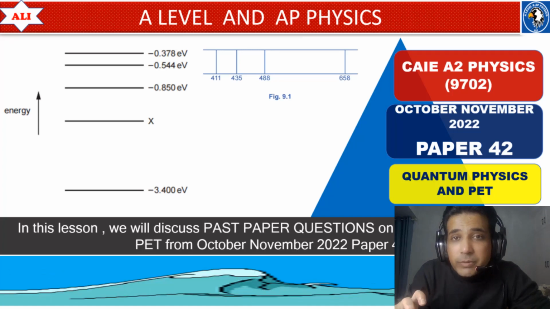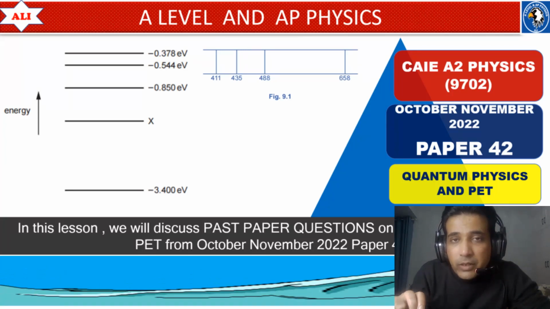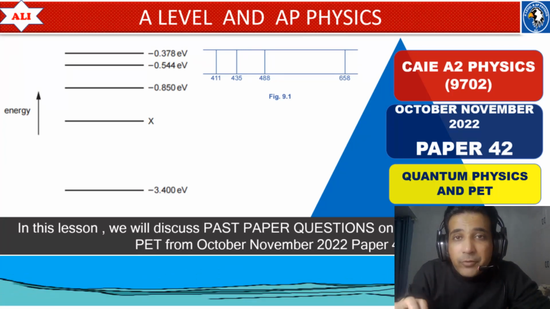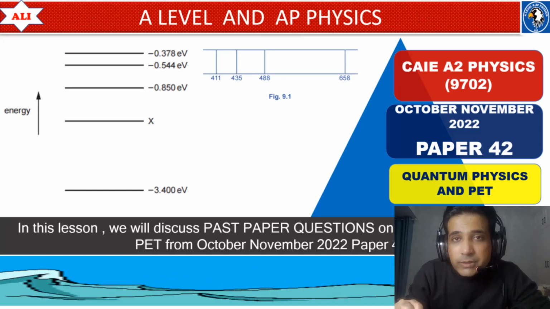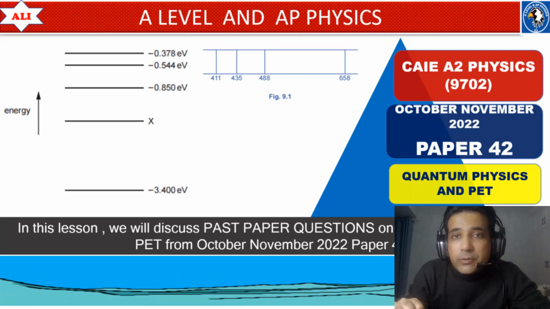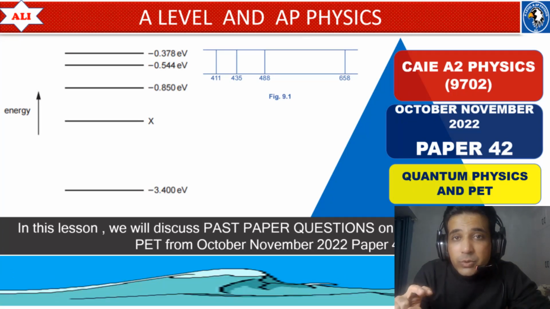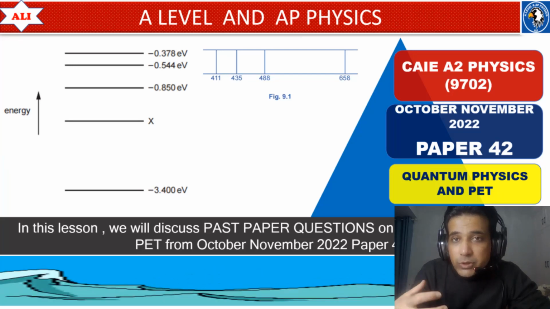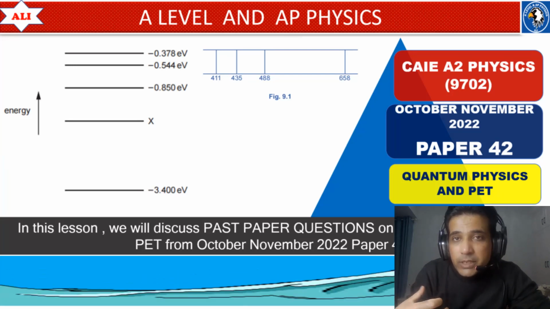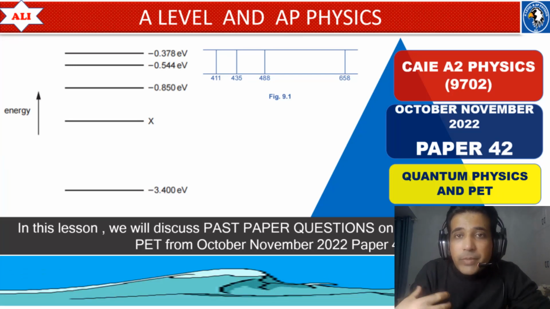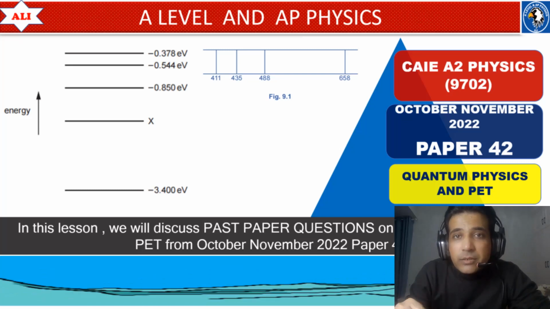These two topics are very important for paper 4 because every year you will see one question from quantum physics and one from PET. So understanding of these two topics is very important. In today's lesson, we will discuss these two questions in detail so you can improve your conceptual understanding of these two topics and also have a better understanding of these questions.